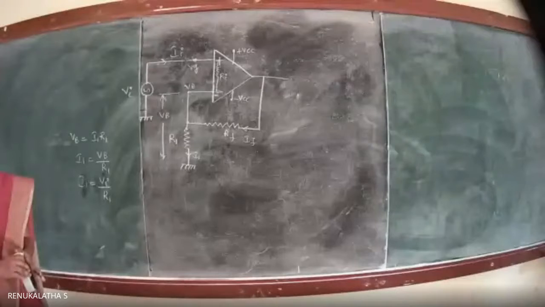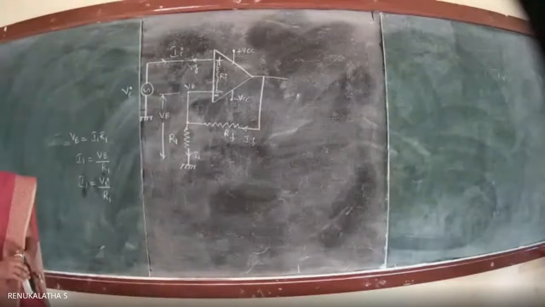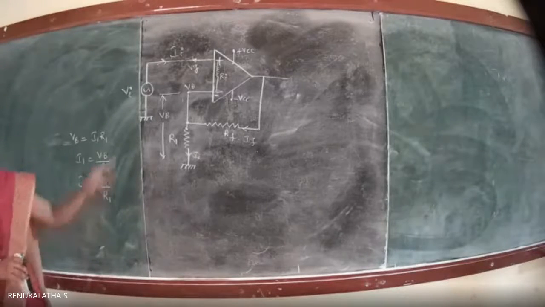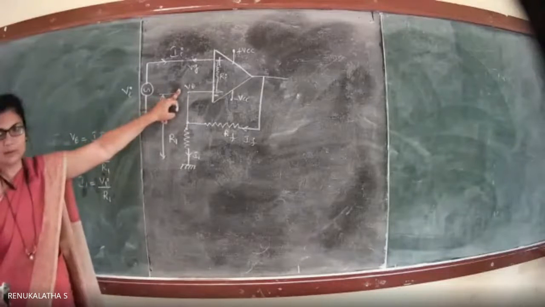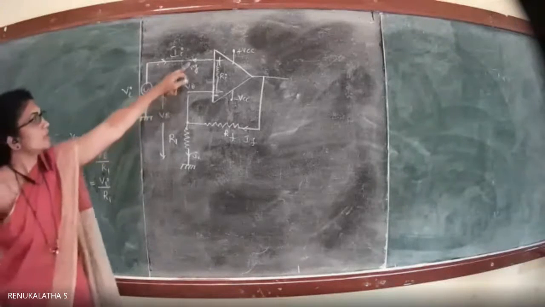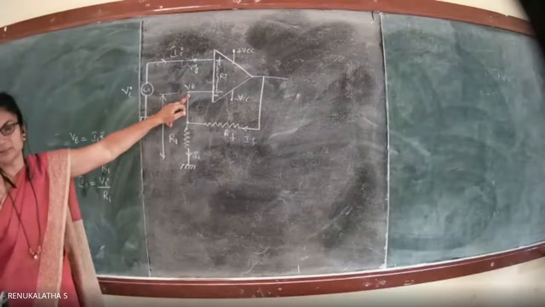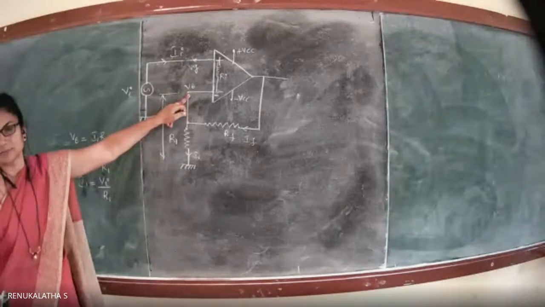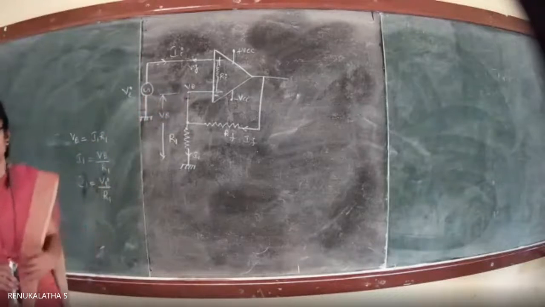Yes, or are all of you with me? Can I make this voltage at this point equal to VB? VB we already found: VB is equal to I1 into R1. So I'm asking you, this voltage at this point, can it be the same as this VB? Yes or no?